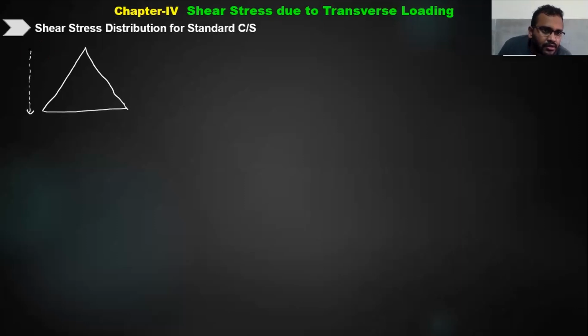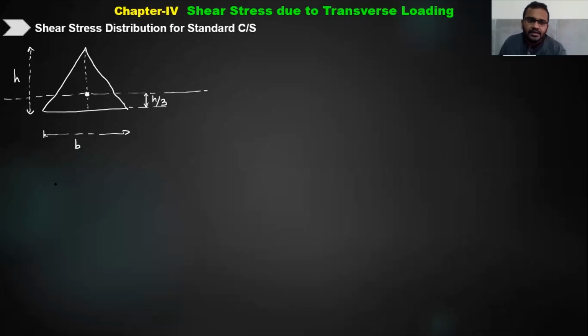This is the height of the triangle, this is the base of the triangle, and we know that the centroid lies at a distance of how much? Can you tell me where the centroid lies? The centroid lies at a distance of h by 3 from the base, and 2h by 3 from the apex. Everybody knows this, right?